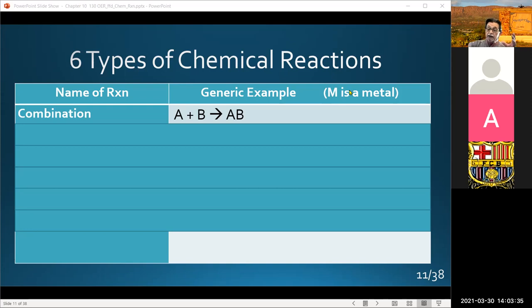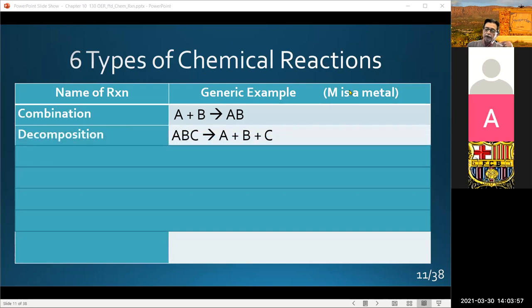You have A and B. 9 times out of 10, A and B are elements, and they come together to form some new compound, AB. Two different reactants coming together to form one product. The opposite of a combination reaction would be a decomposition reaction.